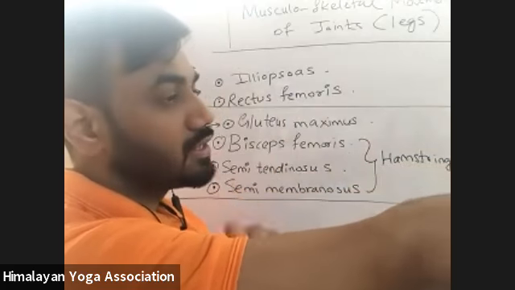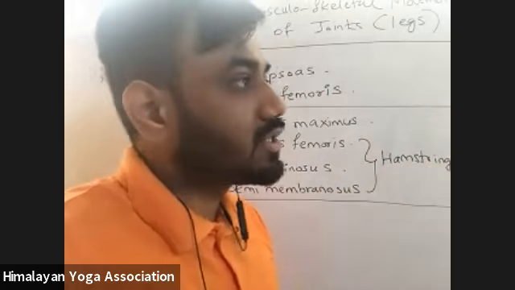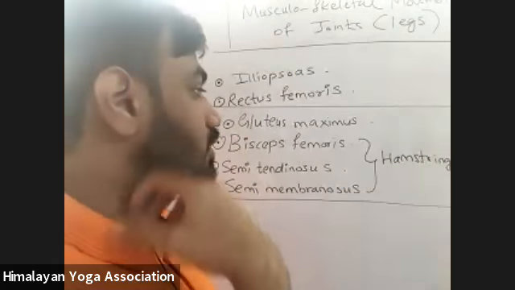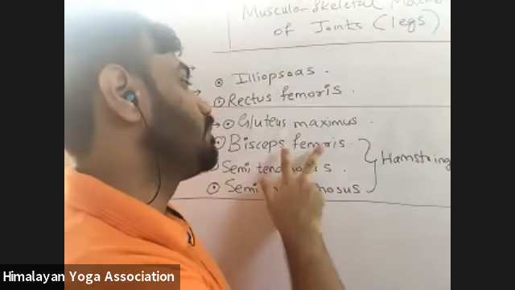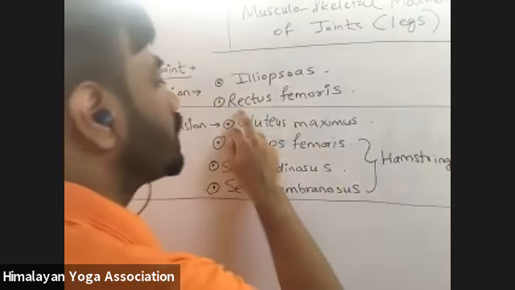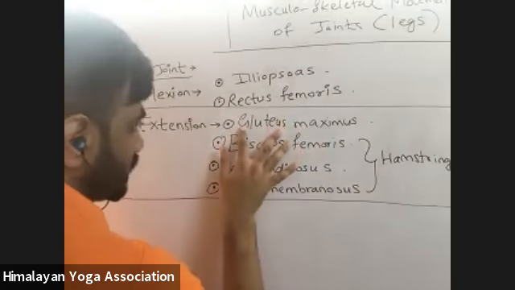For example, this is just our leg. If we imagine, if you bring it back, hip extension. If you bring it in front, hip flexion. So in the hip extension movement, we are engaging our hamstrings along with the gluteus maximus muscle on our buttocks.